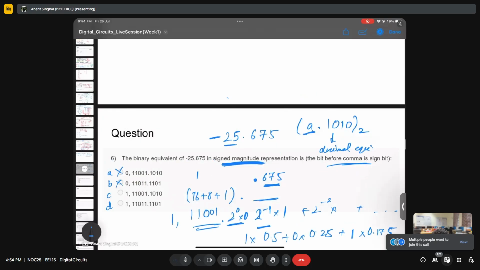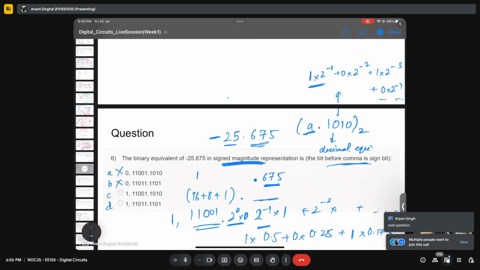I start with the first digit multiplying by 2 raised to the power minus 1, the second by 2 raised to the power minus 2, and so on. To calculate it, we start with 2 raised to the power minus 1, that is half, so this is 0.5. This is 0 because if I write 0.25 as 1, 0.5 plus 0.25 will give me 0.7 something, and this cannot be true because the answer is 0.6. That is why I've taken the third digit, so the correct answer would be option C.